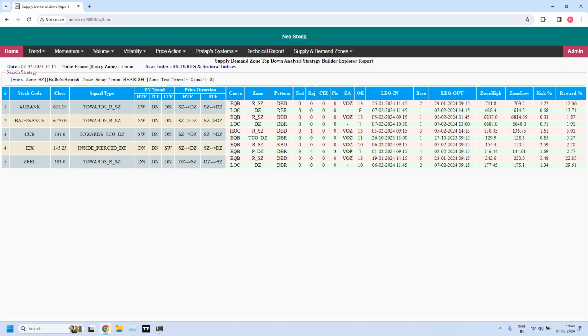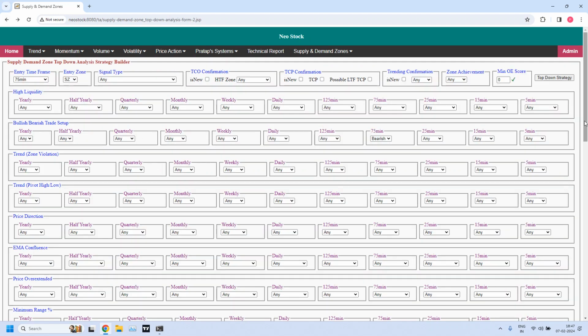But one stock, CUB, is already having a rejection. Why rejection? Strong order flow might be there. So you need to look into the chart and analyze. Okay, this is about fresh zones. Out of these, how many stocks are having a minimum 3% reward? Let us filter, minimum 3%.